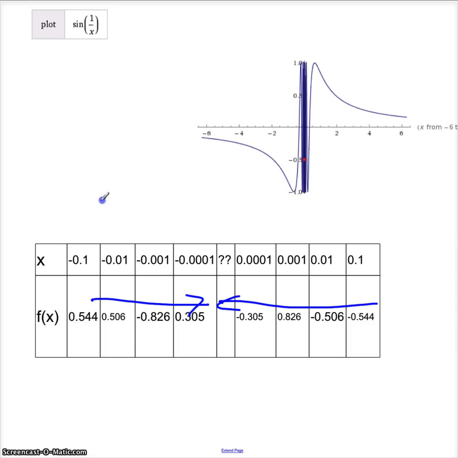So you would say the limit as x approaches 0 of sine of 1 over x does not exist because it oscillates, and therefore it does not exist.